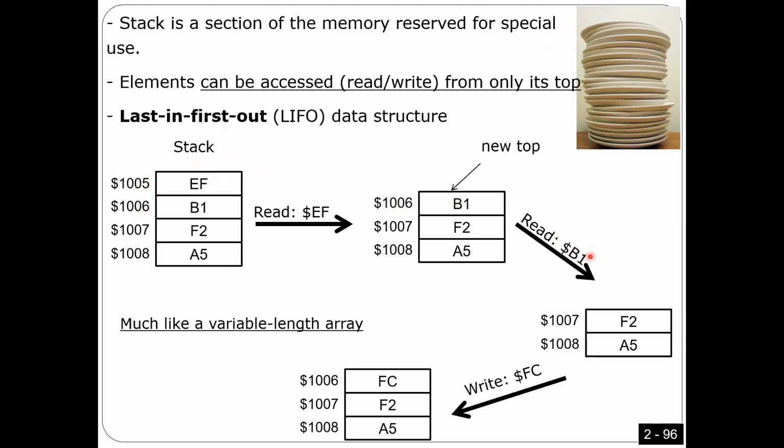After that, I'm going to tell the stack, give me a byte. The stack is going to give you this one, and now my top is 1007. It's shrinking. Every time you read, it's shrinking. Now if I write here, this is my top, so I'm going to write on the top. Now it's growing. It is much like a variable length array. Every time I write, it grows. Every time I read, it shrinks. Is that okay, guys? And there is always something we call the top of the stack. This is where you always read, or where you have to write, on top of it.